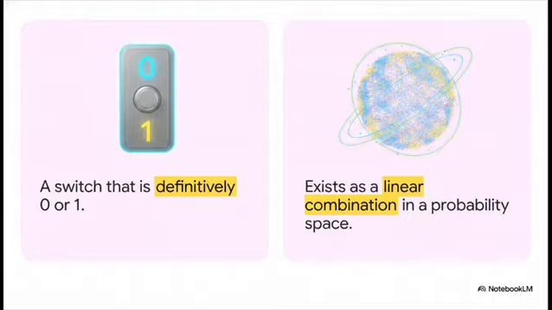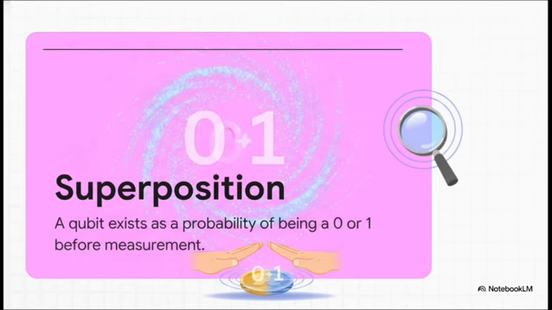What a qubit actually does is exist in a superposition of states. Let's lock down what that actually means. Superposition is a quantum state where a qubit exists as a probability of being measured as a 0 or a 1. Before you measure it, it isn't both 0 and 1.